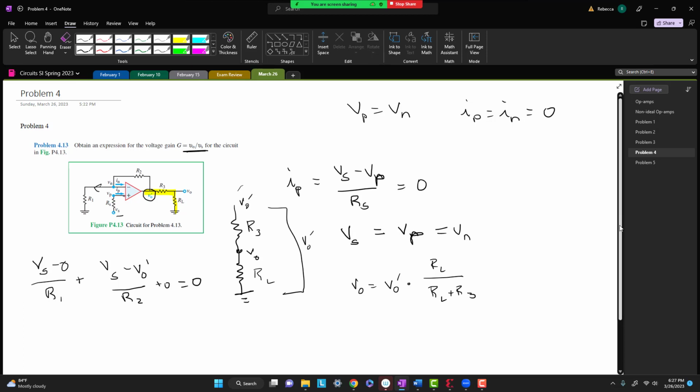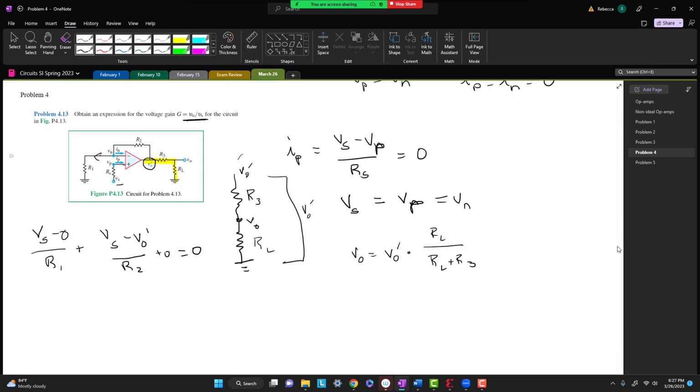Okay, now I'll write my equation for my other node, VP, here. So VP, which is VS, well, this one is just going to give us 0. So I won't do that node. I mean, I could do it, but it's just going to give me a bunch of zeros. So VS minus VS over RS, plus 0 equals 0. So that one doesn't give us anything.